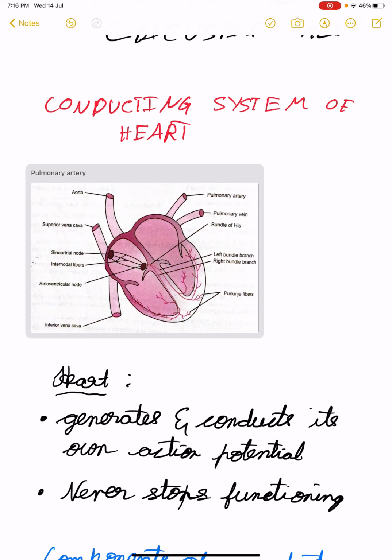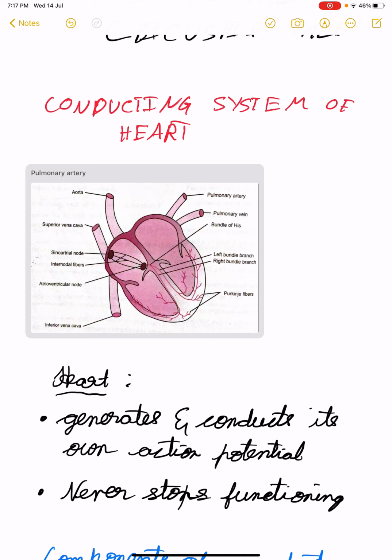You guys know that the blood enters from the inferior vena cava and superior vena cava to the right atrium. From our right atrium, the blood moves into the right ventricle through the tricuspid valve. From the right ventricle, the blood goes through the pulmonary artery. This is deoxygenated blood. From our pulmonary artery, it moves to the lungs. And remember one thing, the pulmonary artery is the only artery which carries deoxygenated blood in our body.